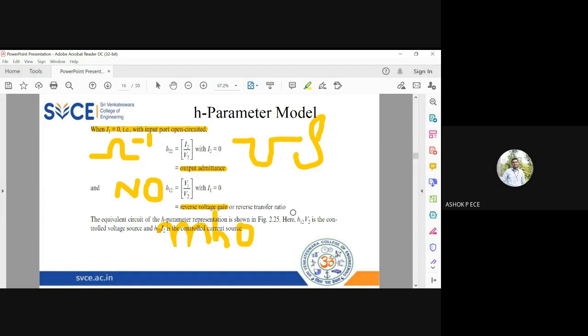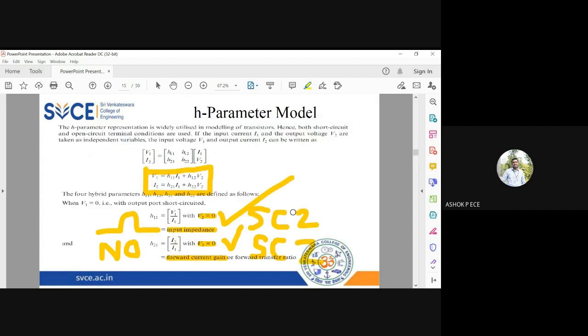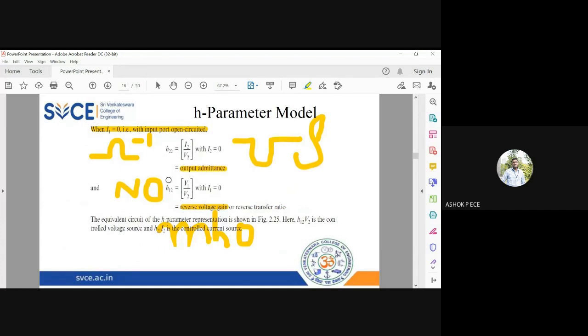So these are the 4 parameters of H parameters we have seen. I'll just recollect: input impedance, forward current gain. For these 2 parameters, I'll be putting V2 equal to 0, or I'm going to short circuit my output port. For H22 and H12, I'm going to open circuit my input port.